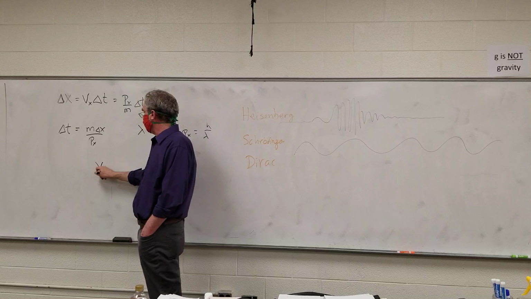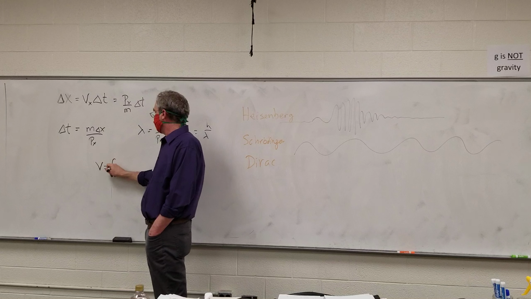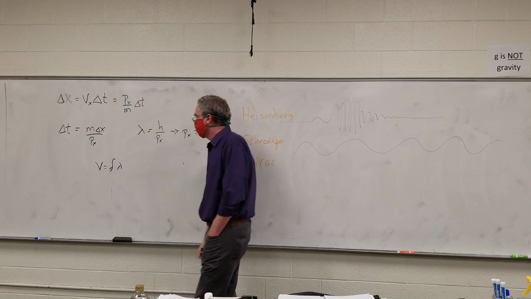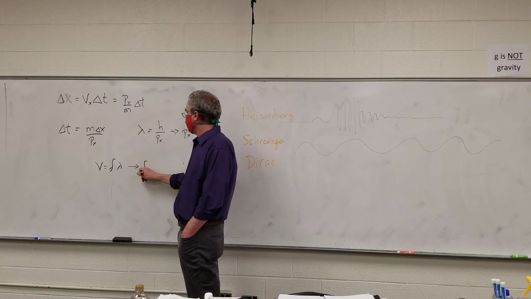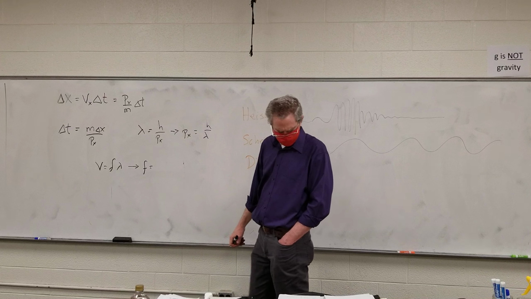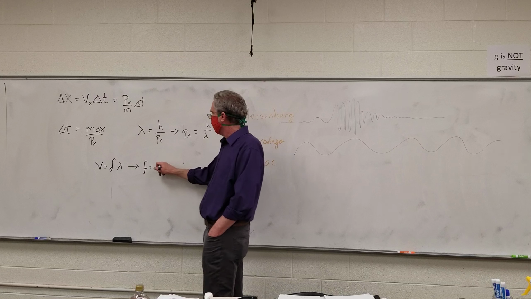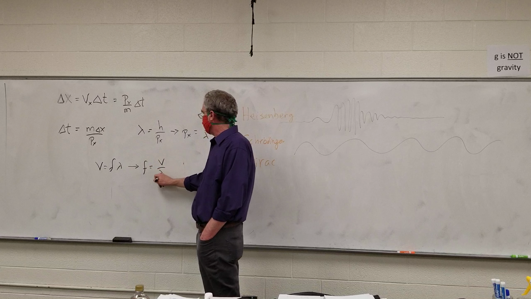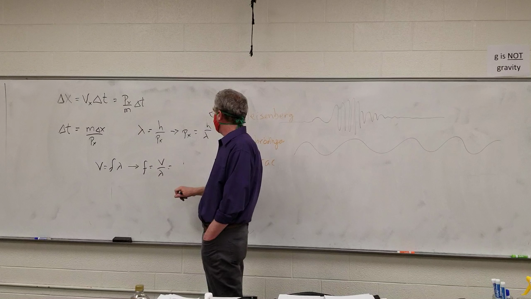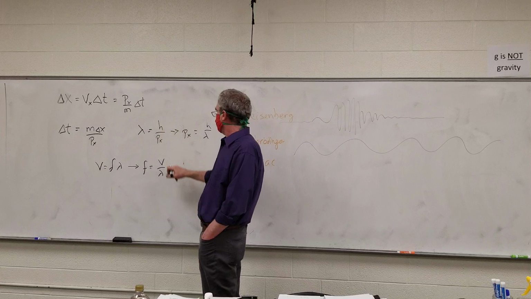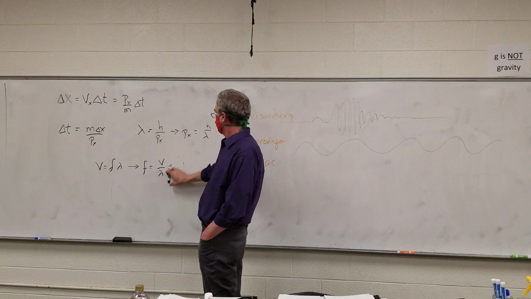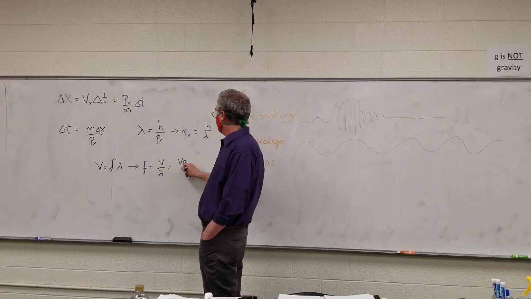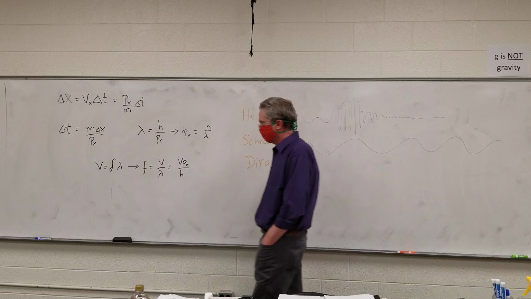I know that the speed of the wave is equal to the frequency times the wavelength. And so the frequency is equal to speed divided by the wavelength, which is, you get that right there. Dx over h.